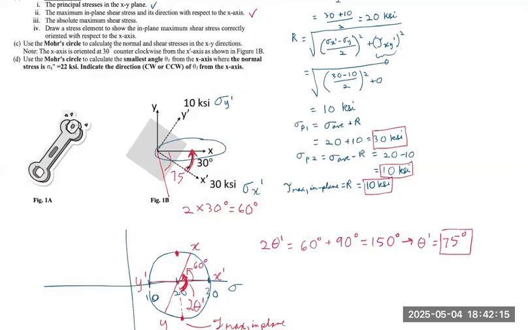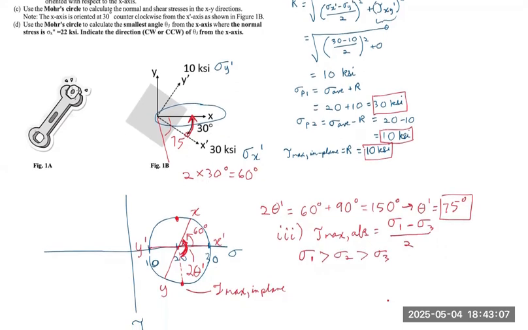So now for part three, we're asked to find the absolute maximum shear stress. The absolute maximum shear stress is given by the equation: the largest value of stress minus the smallest value of stress, over 2, is equal to the absolute maximum shear stress. And sigma 1, by definition, is always greater than sigma 2, which is always greater than sigma 3. And you might be thinking to yourself, this is a 2D problem, so we will not have a sigma 3. So where does that sigma 3 come from? Well, in a 2D problem, sigma 3 is automatically just 0.